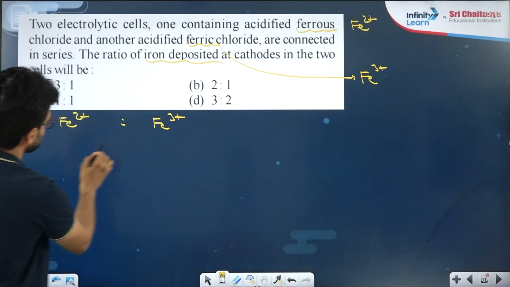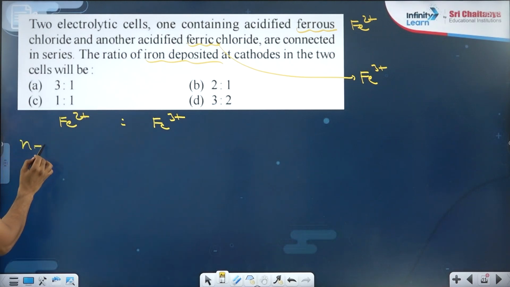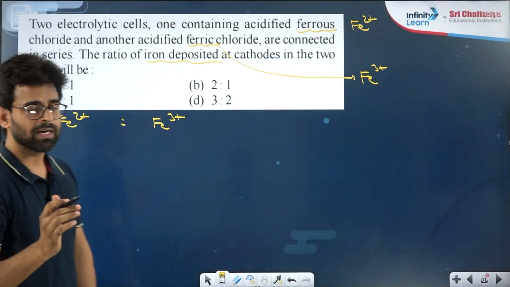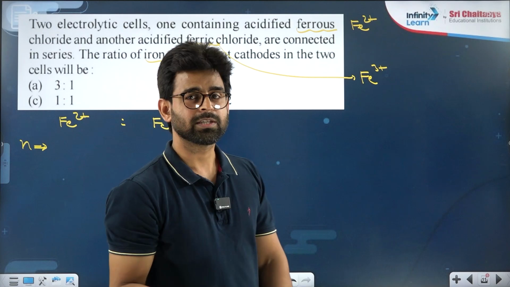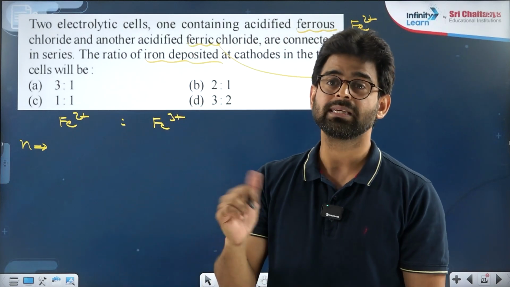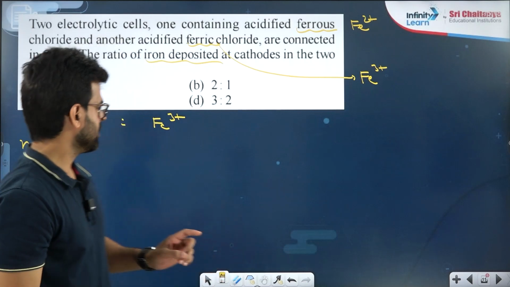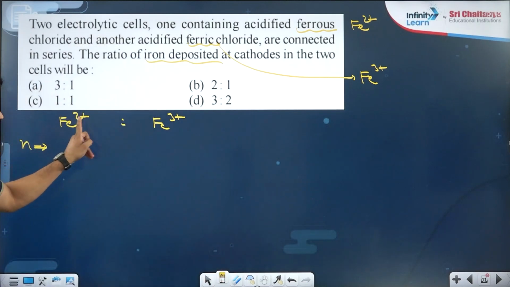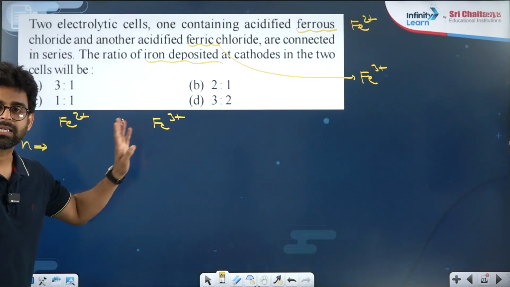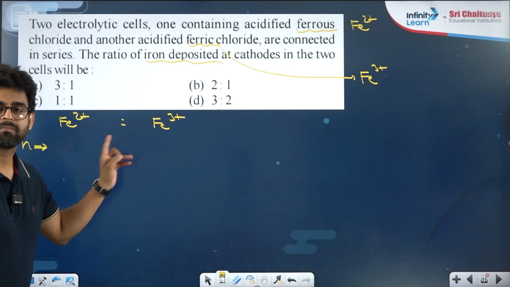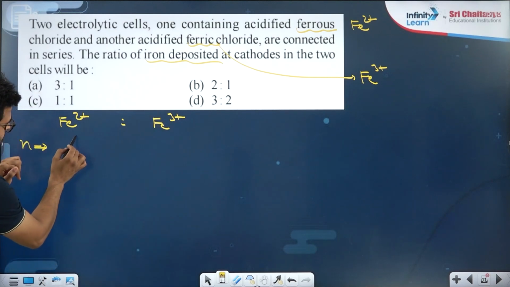Right? And imagine by passing the same charge, I want to find the molar ratio of both the ions which will go and deposit at the electrodes. What is the charge of this? Plus 2. What is the charge of this? 3. Clear? What is the LCM? 6.